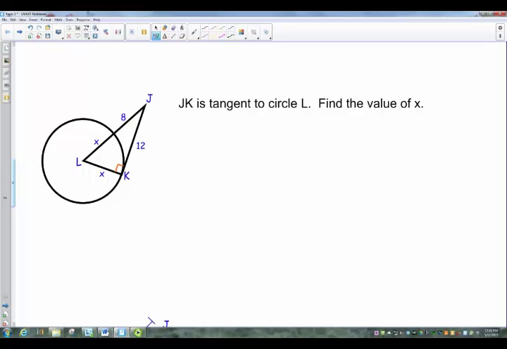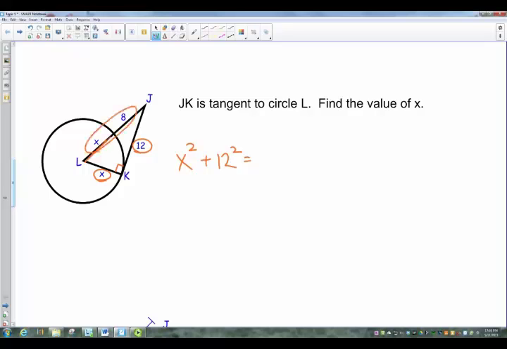So we want to set up and use Pythagorean's theorem. If we take a, which we'll call x here, so x squared plus b, which is 12, so 12 squared, equals c squared, our hypotenuse. Now c is the entire length of that.